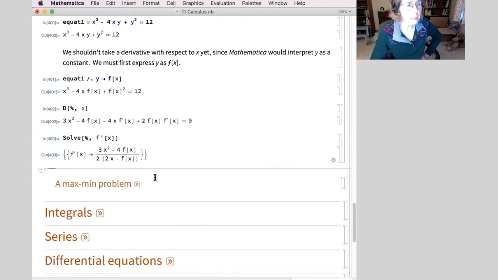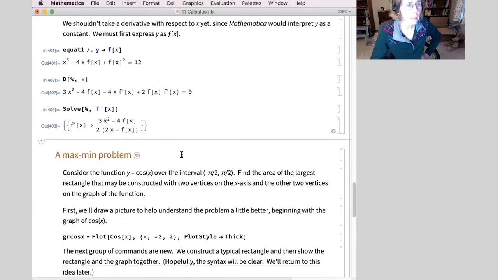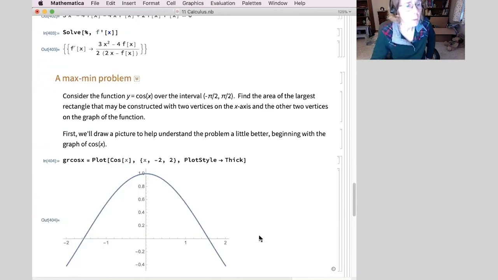All right, another example here of a typical max-min problem in calculus. And for those of you who are non-calculus students, this may be interesting just to see the work with graphics. All right, so we're going to take a curve y equals cosine of x from minus pi over 2 to pi over 2, just the one arch, and then find a rectangle that can be constructed in that with two vertices on the x-axis and then the other two vertices going straight up and being on the graph of the function. All right, so let's plot this so we can understand our problem a little bit better.